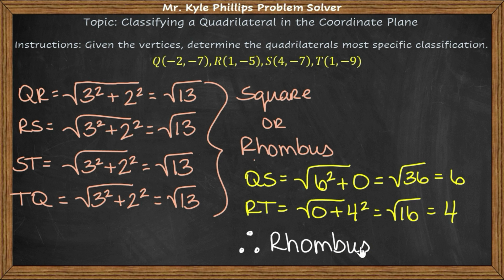And for my classification, I'm going to want to say I know this is a rhombus because all sides are equal and the diagonals are not congruent. And that would be my justification.